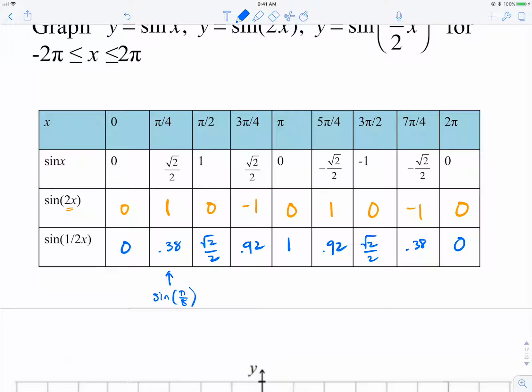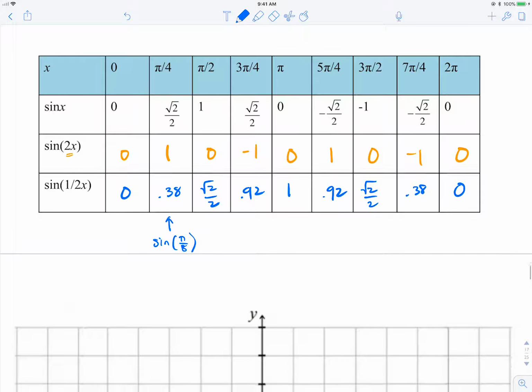Notice we only have positive values for sine here. So the graph starts at 0, 0, and then goes up to its maximum value of 1, and then it goes back down to 0. But our table values are only showing half a period of sine of 1/2 x. So x being multiplied by 1/2, or divided by 2, is actually horizontally stretching the graph. So the period is also going to be horizontally stretched. And the period of sine of 1/2 x is actually going to be 4 pi.